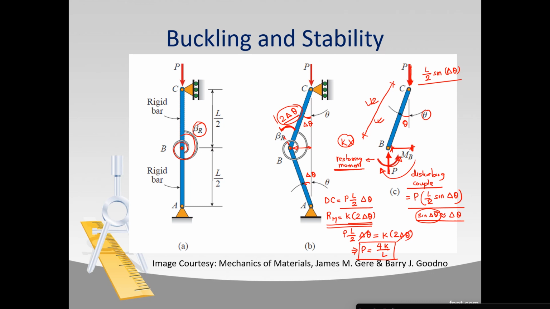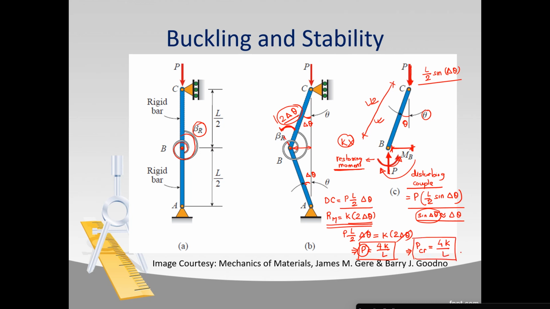This situation, where the restoring moment is equal to the value of the disturbing couple, will give us that value of load for which this system will be in equilibrium, and that value of load is the critical value of load for this system. Hence we write this P also as P subscript Cr is equal to 4K by L.